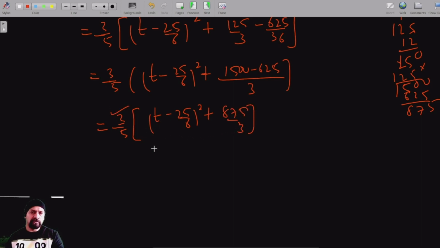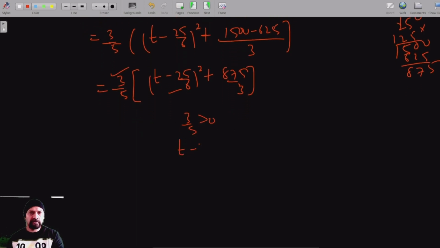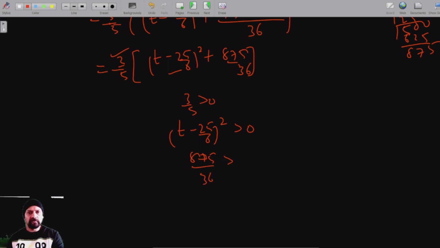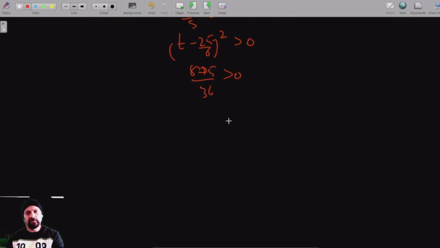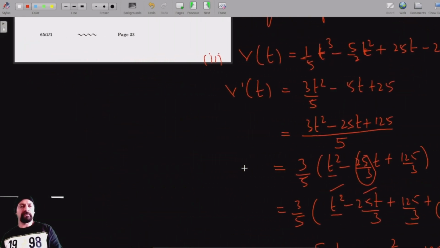Now, 3/5 is obviously positive. The square (t minus 25/6) the whole square is positive. And 875 by 36 is also greater than 0. So that means this is greater than 0. Because the first order derivative is greater than 0, this function is an increasing function. And this was this set of the series.